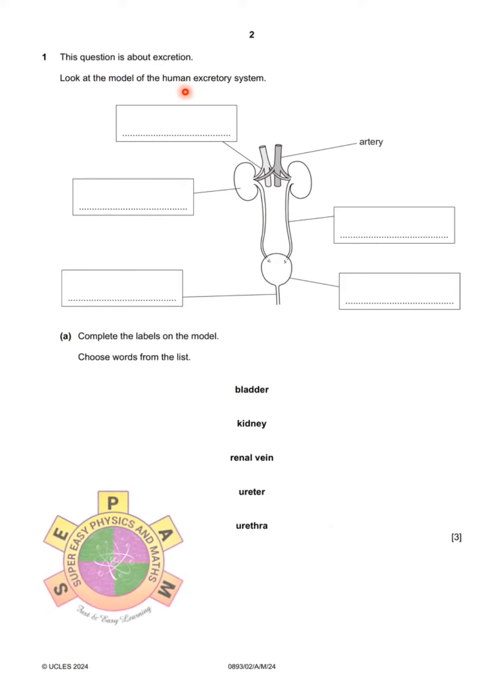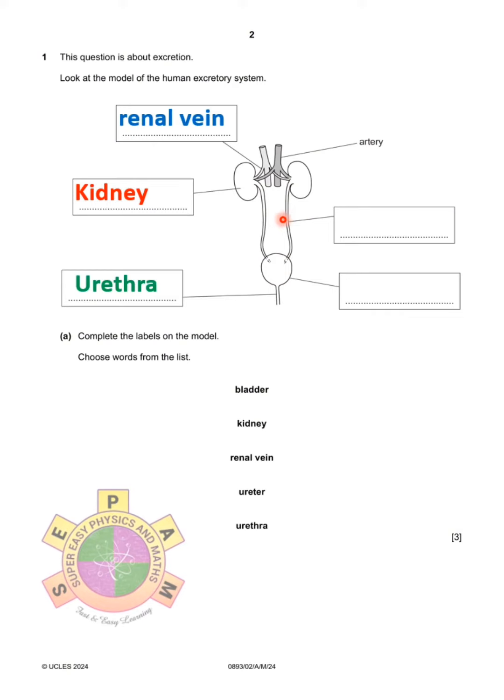Look at the model of the human excretory system. So we have this part and the part labeled. Select from the list to complete this labeling. So this point here is the renal vein, then this is the kidney, then we have this urethra, then this is the ureter that connects the kidney to the bladder, and then finally we have the bladder where the urine is stored before being eliminated from the body.